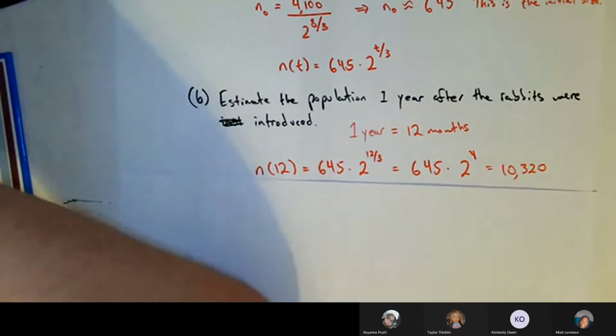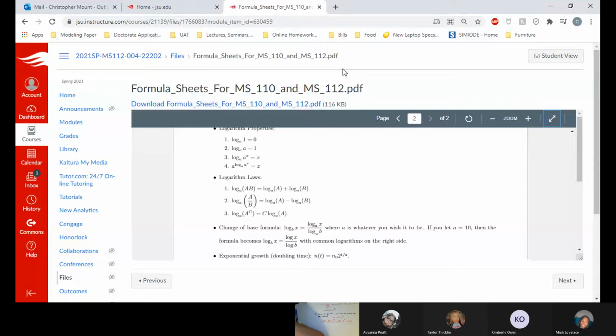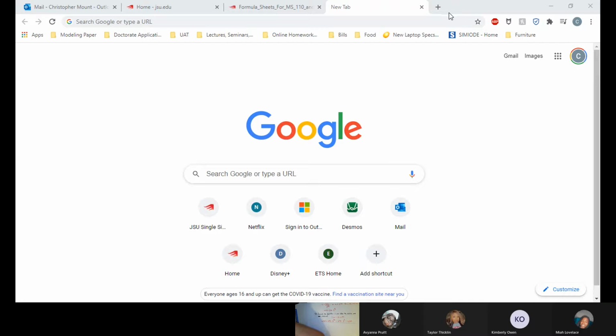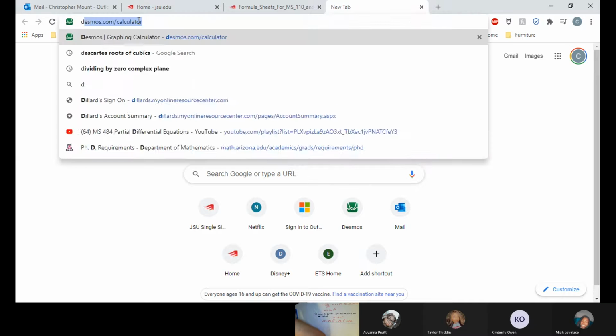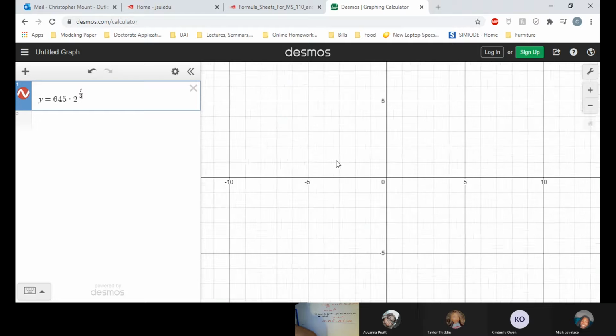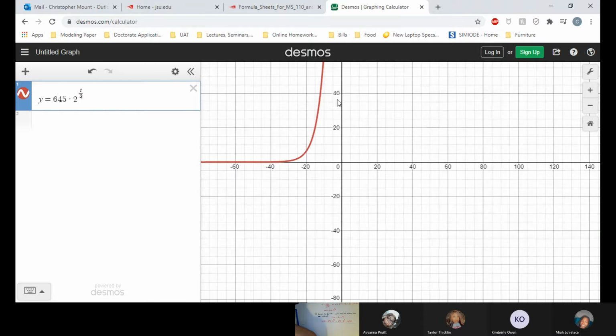So I'll just really quickly graph it in Desmos just so you can see the function. Is Teams going to let me open my tabs? Come on, that is so annoying, covering up the whole... Anyways, okay. It's y equals 645 times 2 raised to the t divided by 3. And we're not even seeing it because 645 is a very huge number, so we have to back out a bit to be able to see it.